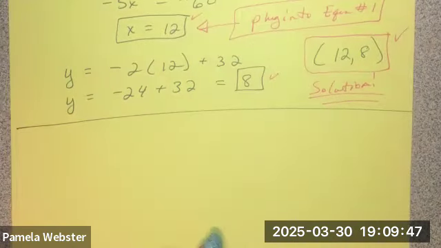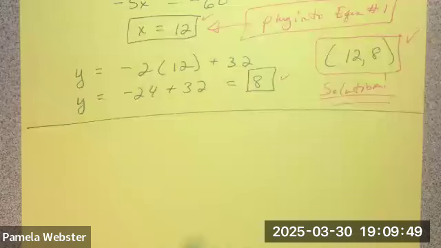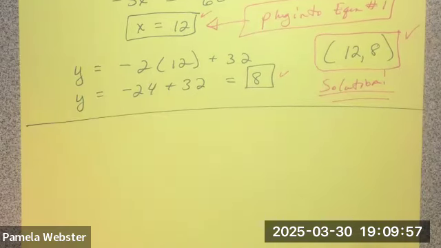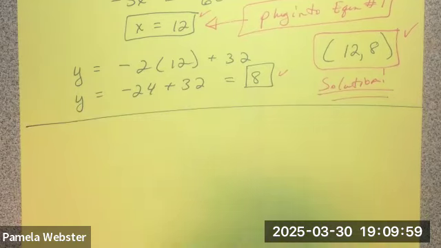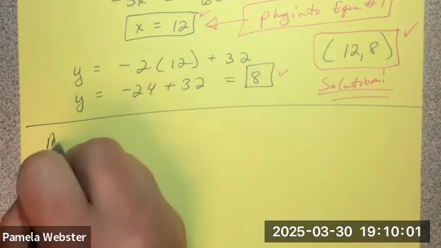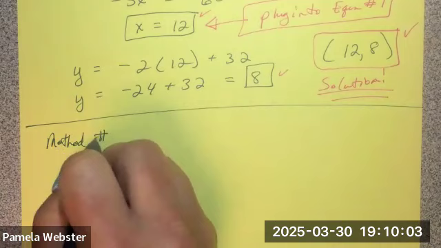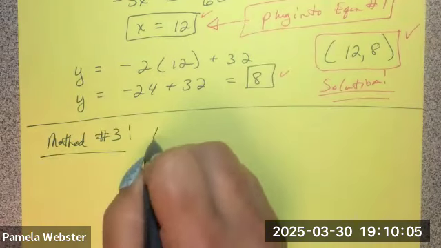Again, I don't love it because it's a little bit cumbersome. It's a little bit clunky. I have to have one that I can solve for one of the variables. Sometimes I have to divide. It's bleh. I don't love it. Okay. So the third method, number 3, is actually my favorite.